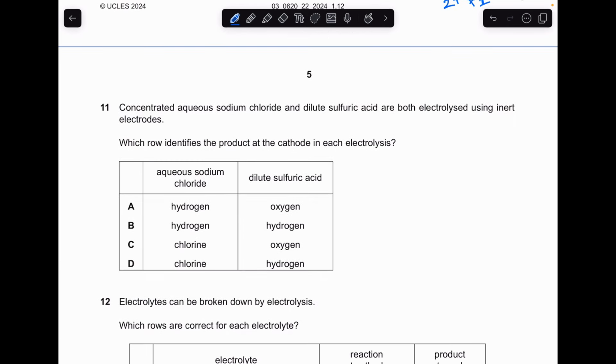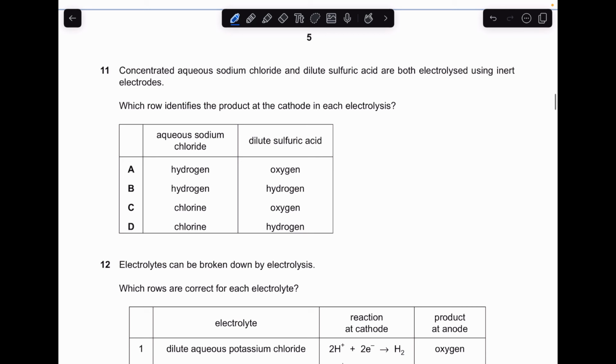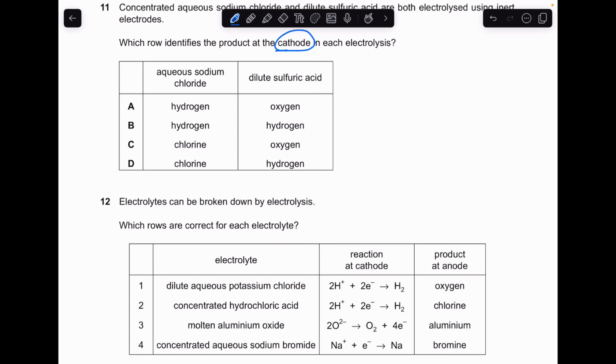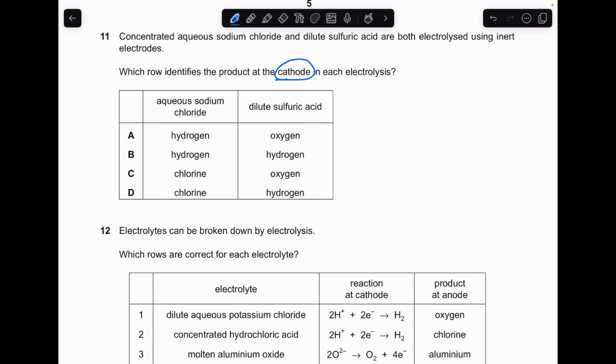Question number 11. Concentrated aqueous sodium chloride and dilute sulfuric acid are both electrolyzed using inert electrodes. Which row identifies the product formed at the cathode in each electrolysis? Cathode is basically the negative electrode, so it will attract the positive ions. Hence we are told it's concentrated. It does not do anything because if it is concentrated, chlorine will form on the anode. But we are asking about the cathode, so it will be hydrogen in both cases.